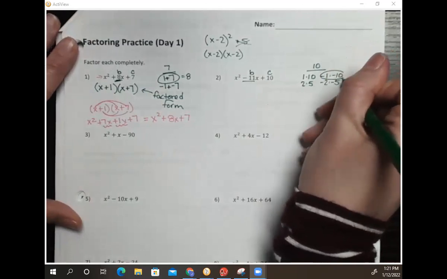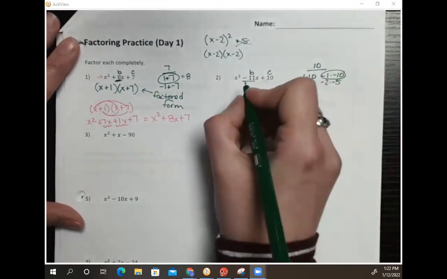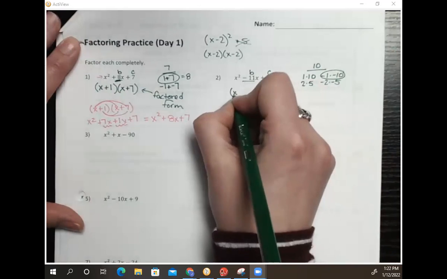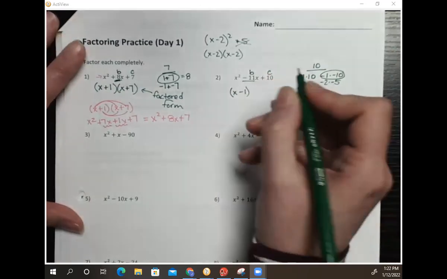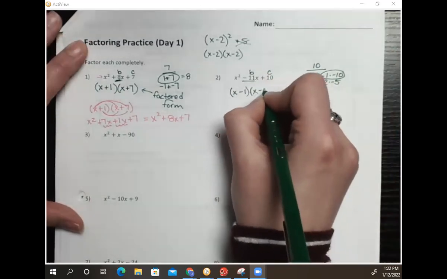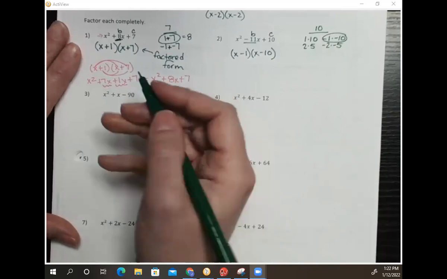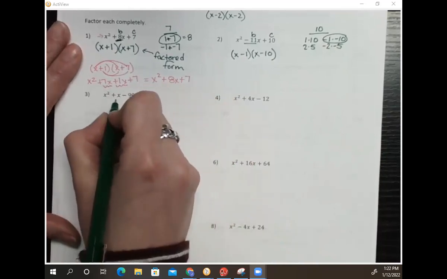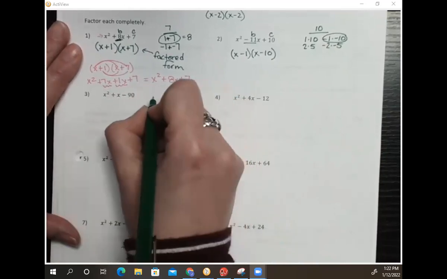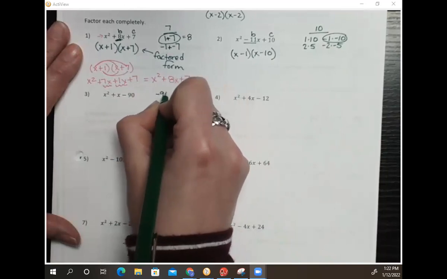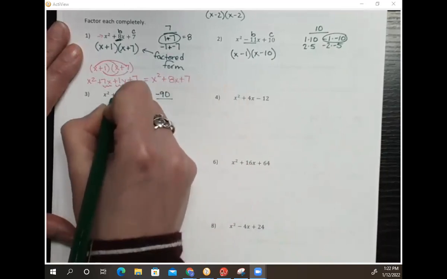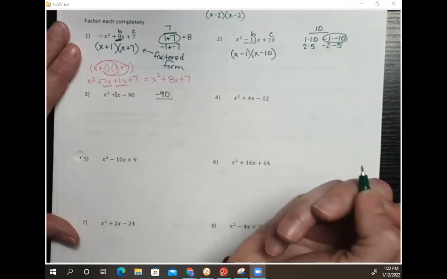Negative 1 and negative 10. So my factored form would look like x minus 1, since it was negative 1, and x minus 10, since it was negative 10. Okay, that's my factored form. Let's take a look at our next example. X squared plus x minus 90. So I'm looking for factors of negative 90 that add to 1.